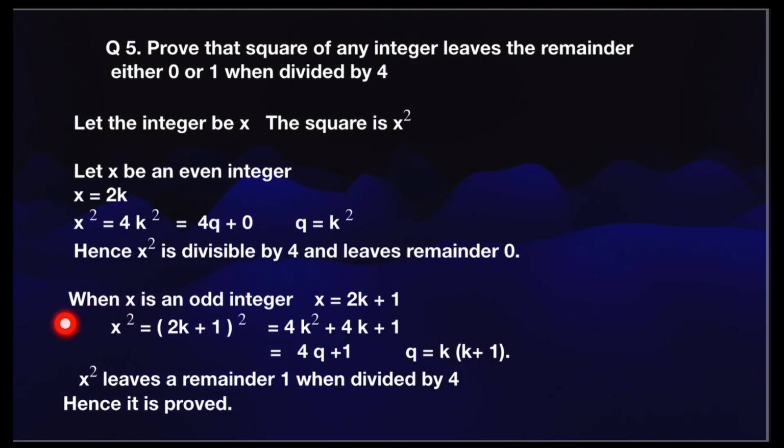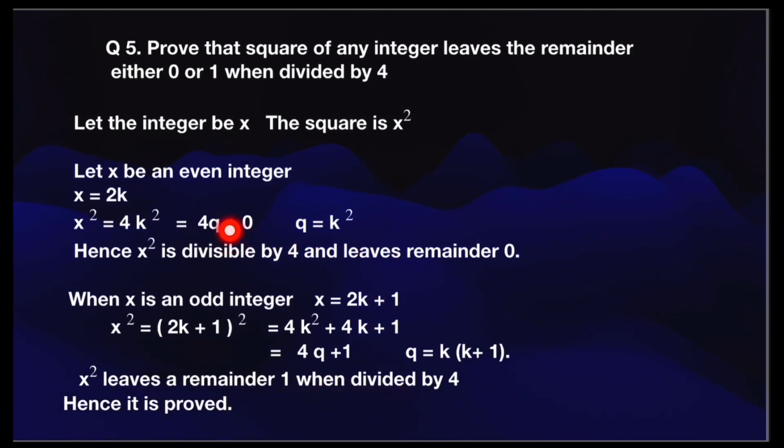So here, supposing we take x as an odd integer, x is equal to 2k plus 1. So x square is equal to 2k plus 1 whole square. Open the brackets, you will get 4q plus 1, where q is equal to k into k plus 1. So here it is in this form. This means that it leaves a remainder 1. Here it leaves a remainder 0. So x square leaves a remainder 1 or 0.